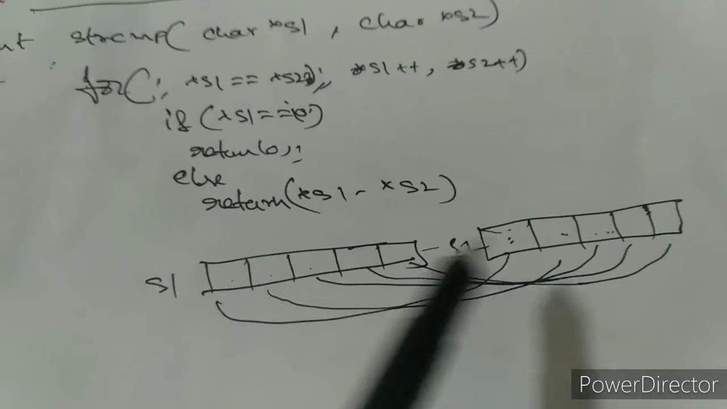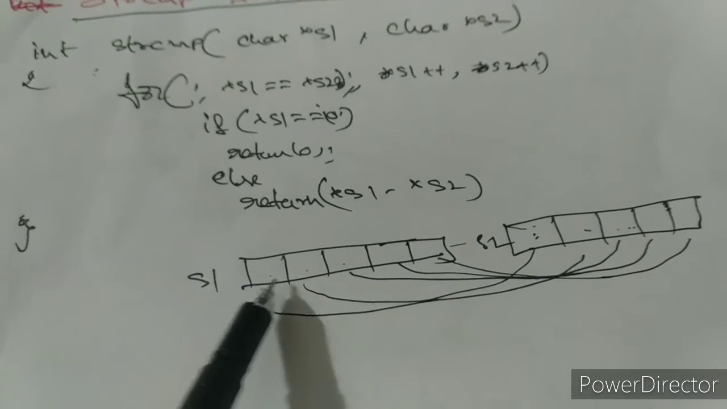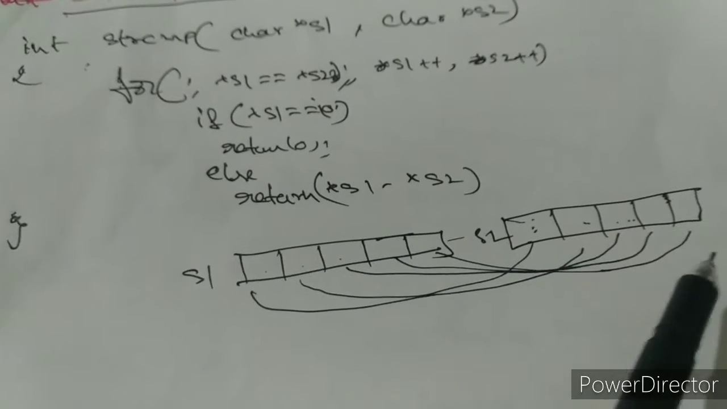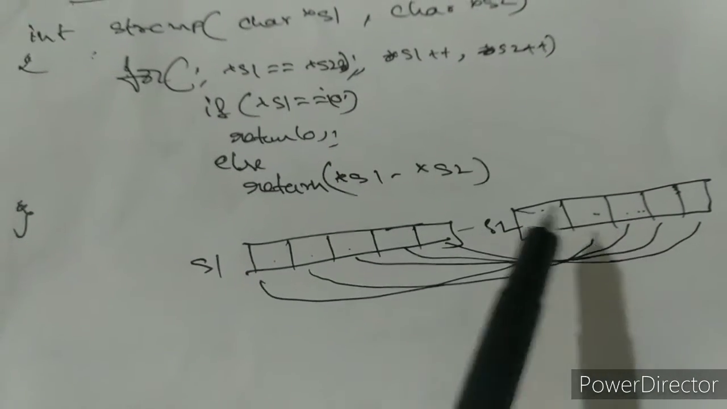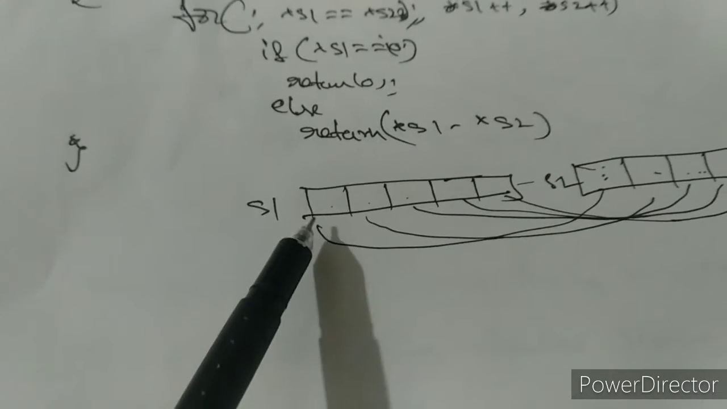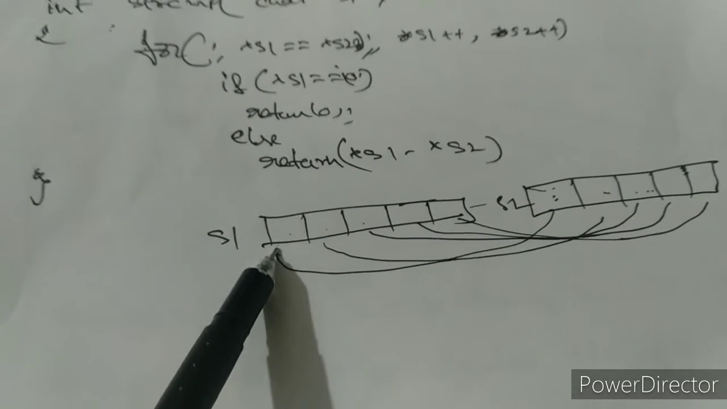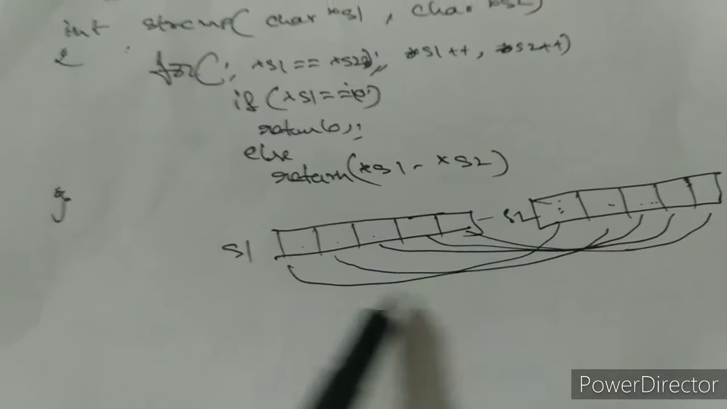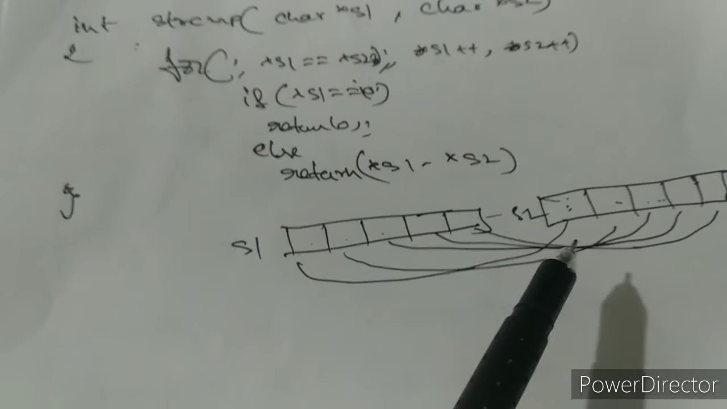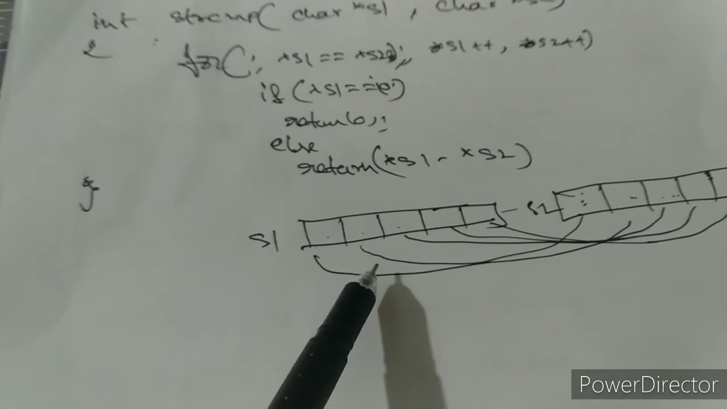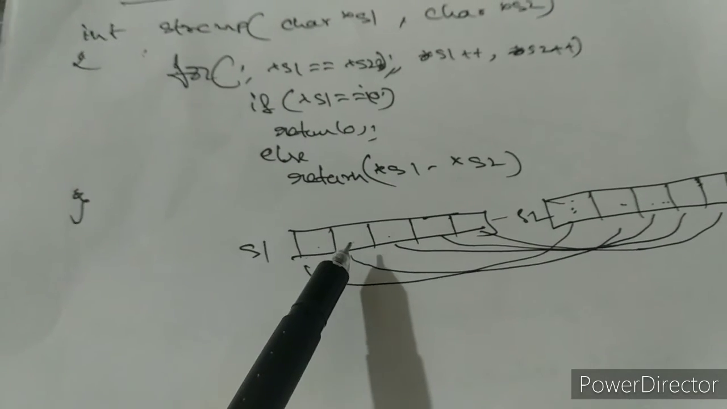This is the s1 string, this is the s2 string. Suppose s1 contains 5 characters and s2 contains a different number of characters, it doesn't matter. First I compare the first index, index 0 of s1 with index 0 of s2. If both are equal, no issue, my loop moves to the next.